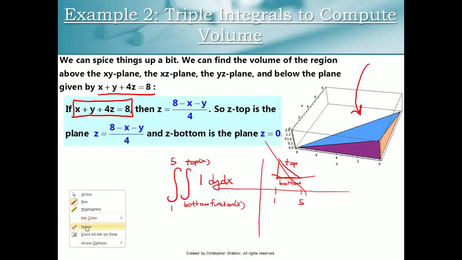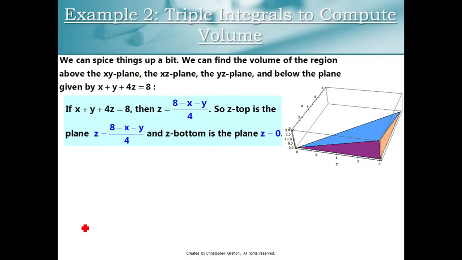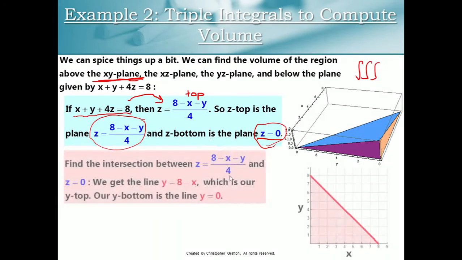We do the exact same thing when we're talking triple integrals here, but now we need a top bounding surface and a bottom bounding surface. And that's what I did. By taking x plus y plus 4z equals 8 and solving for z, this is my top bounding surface. And then you could see, because the bottom of this region is the xy plane, that's given by the equation z equals 0. So I kind of have my innermost integral of my triple integral figured out.